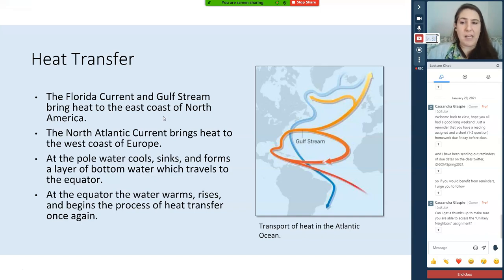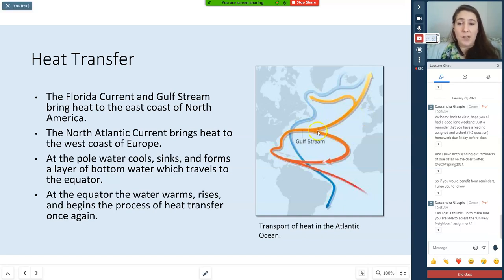All right, I want to talk briefly about heat transfer. We will certainly talk more about climate change, but just the basics here about the Gulf Stream's role in heat transfer. So the Florida Current and the Gulf Stream end up bringing heat to the east coast of North America. You can see that heat from the equator is transferred to the east coast of North America, which keeps water here relatively warm when you compare it to, for instance, conditions on the west coast. It's much more comfortable to swim off the coast of the Carolinas than it is, for instance, off the coast of some middle regions of California.